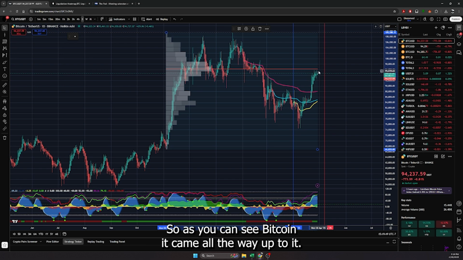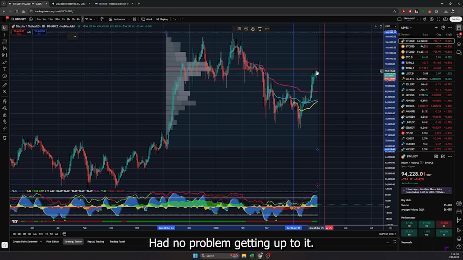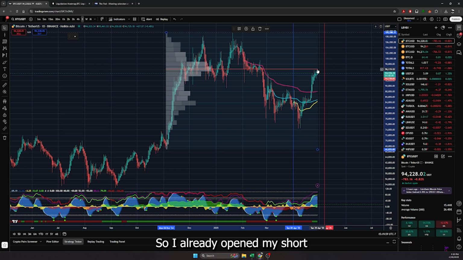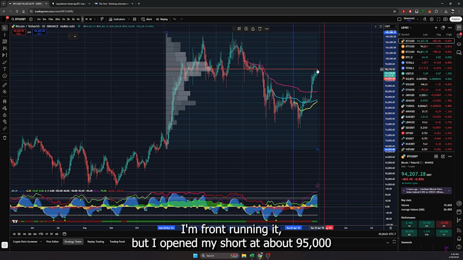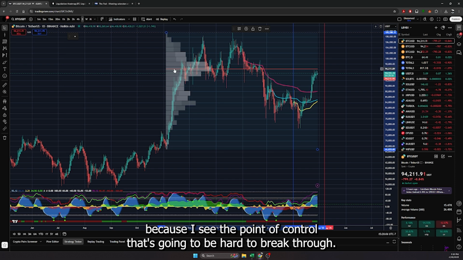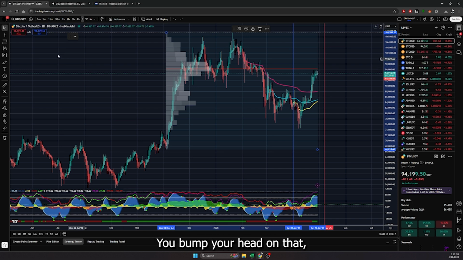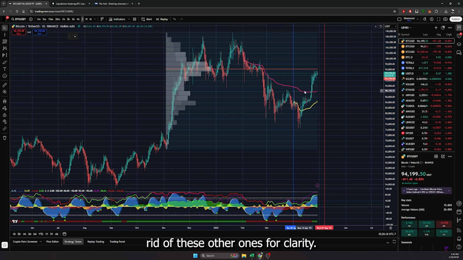So as you can see, Bitcoin, it came all the way up to it, had no problem getting up to it. But then once you got there, it's kind of a struggle. So I already opened my short. I'm front running it, but I opened my short at about 95,000 because I see the point of control, that's going to be hard to break through. Not that it's impossible, but I'm looking for shorts here. You bump your head on that. You retest the, let's get rid of these other ones for clarity.